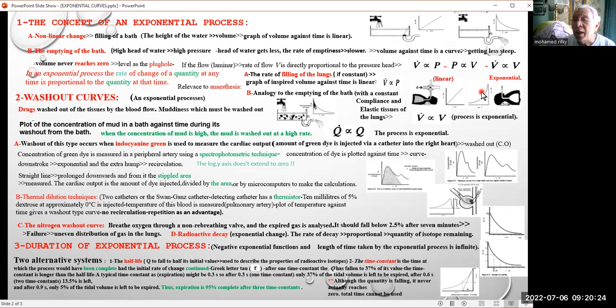How do we create an exponential function? The second thing is washout curves. A washout curve is also an exponential process. Here we have the same sink with the plug hole at the same time, and we have water flowing through. But the point is that the flow is laminar, and I must make the rate of water coming out equal to the water coming down into the sink after opening the plug hole, you see.